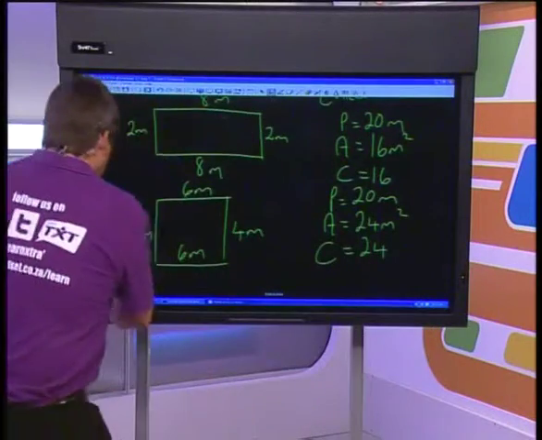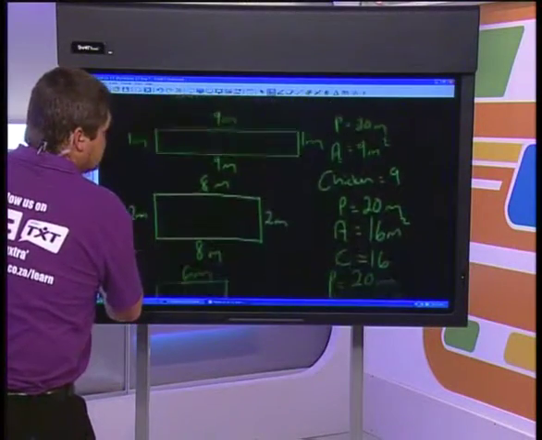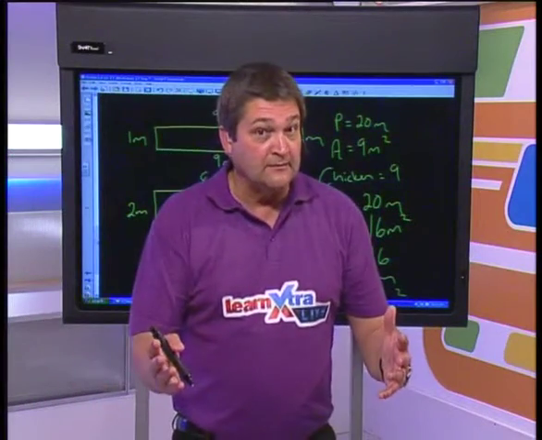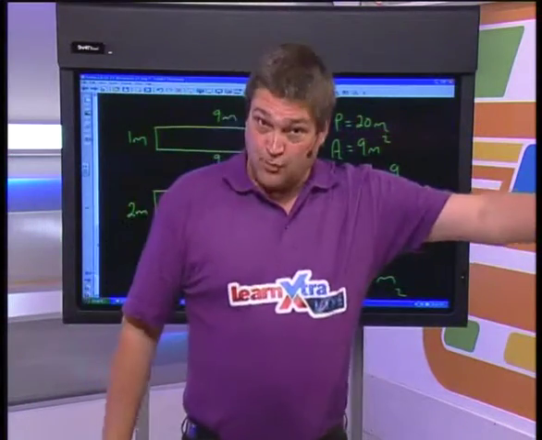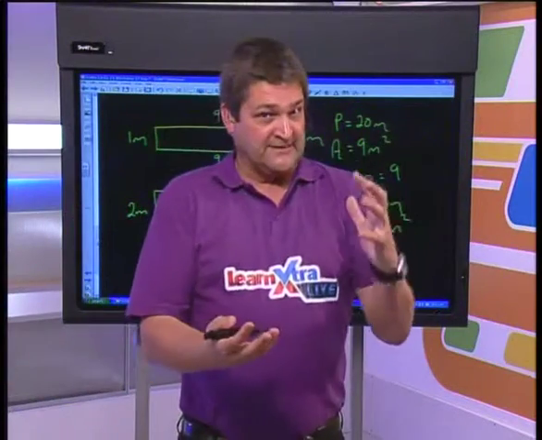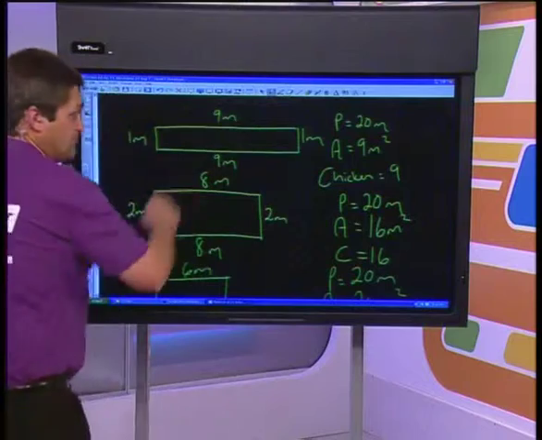Now, folks, let's have a look at this. We're still using 20 meters of fencing, aren't we? Right? We haven't suddenly gone out and bought more fencing. But just the way we've designed our rectangle has given us more area.